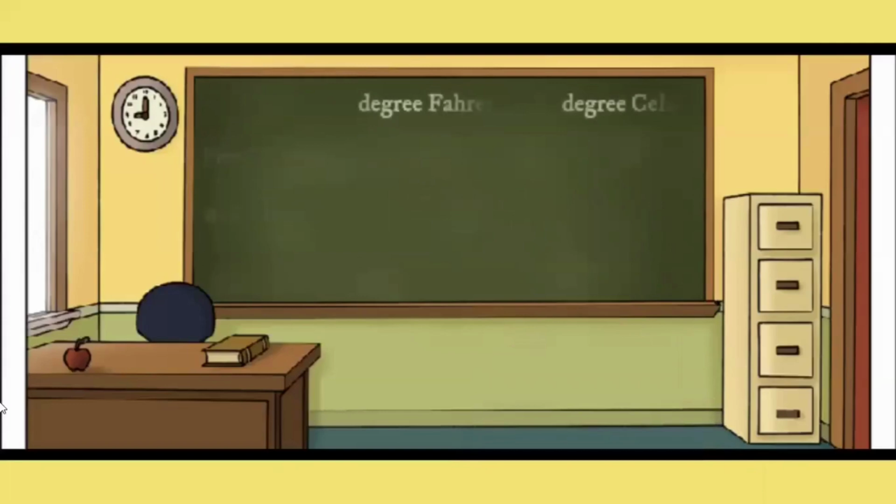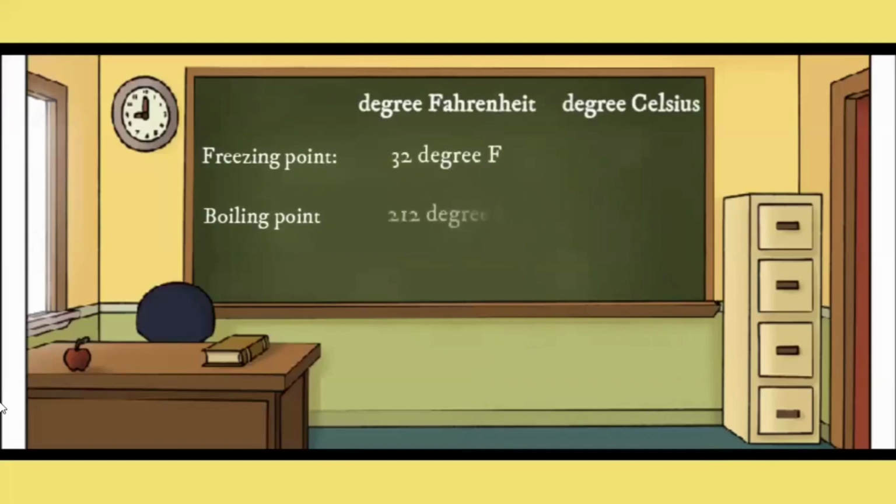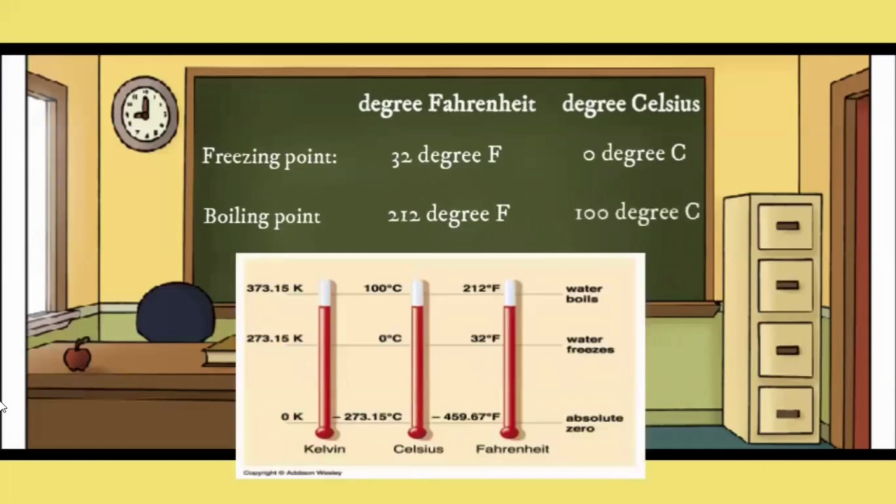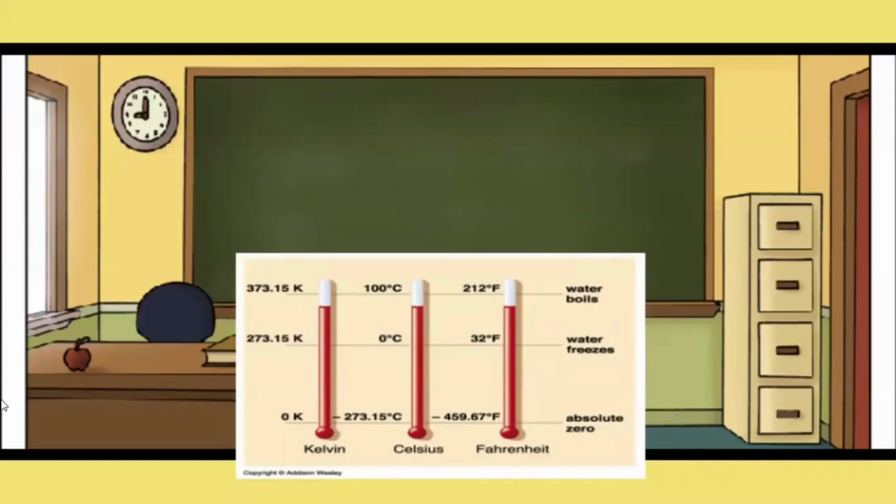In Fahrenheit, water freezes at 32 degrees Fahrenheit and boils at 212 degrees Fahrenheit. In Celsius, water freezes at 0 degrees Celsius and boils at 100 degrees Celsius. Since the Celsius and Fahrenheit scales can go below their zero mark, they have negative values. This is why they are reported in degrees.